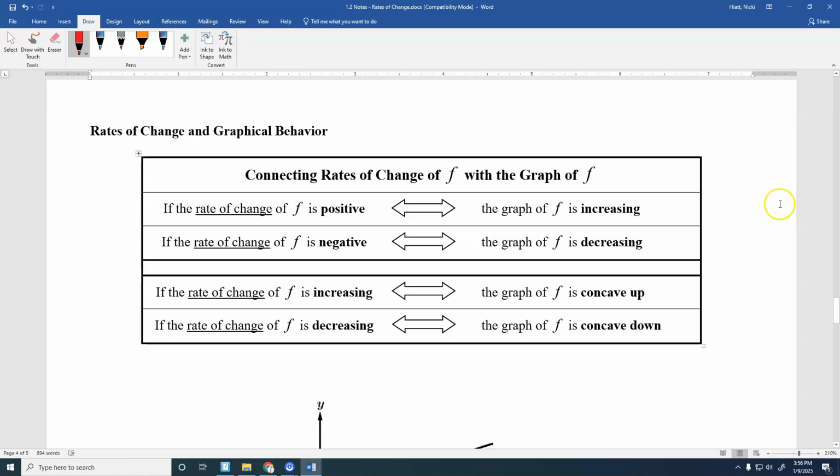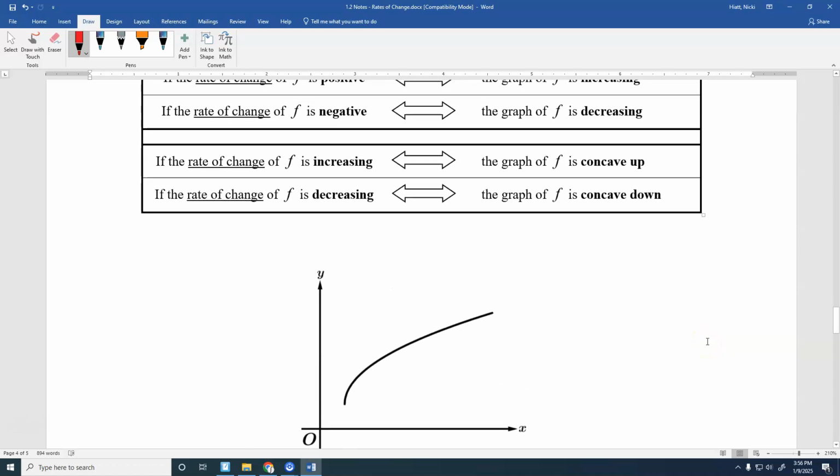Okay. This next part of your graph is really just a restatement of that chart that we had in the notes earlier. It's telling you that if a rate of change is positive, then the graph of f is increasing. If the rate of change is negative, the graph of f is decreasing. If the rate of change is increasing, the graph of f is concave up. If the rate of change is decreasing, the graph of f is concave down. To me, it's a little bit helpful to think of it in that chart form where you've got f and rate of change of f.